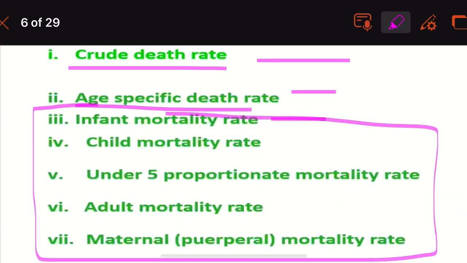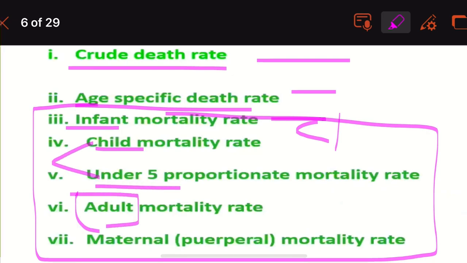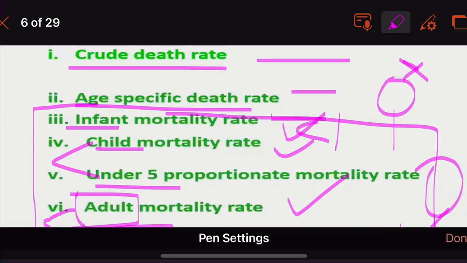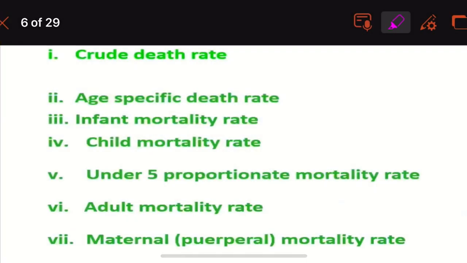Now you can remember all of these together. How can we remember this? Infant is less than 1 year. The child, and then comes the under 5. The child is nothing but under 5. Then we have adult and maternal. The person becomes an adult, then becomes the mother. So she was an infant, a girl. The infant was born, and then a child, then she turned into an adult, and again she became the mother. So this is how you can remember. Crude and age specific, then comes infant, child, under 5, adult, maternal.